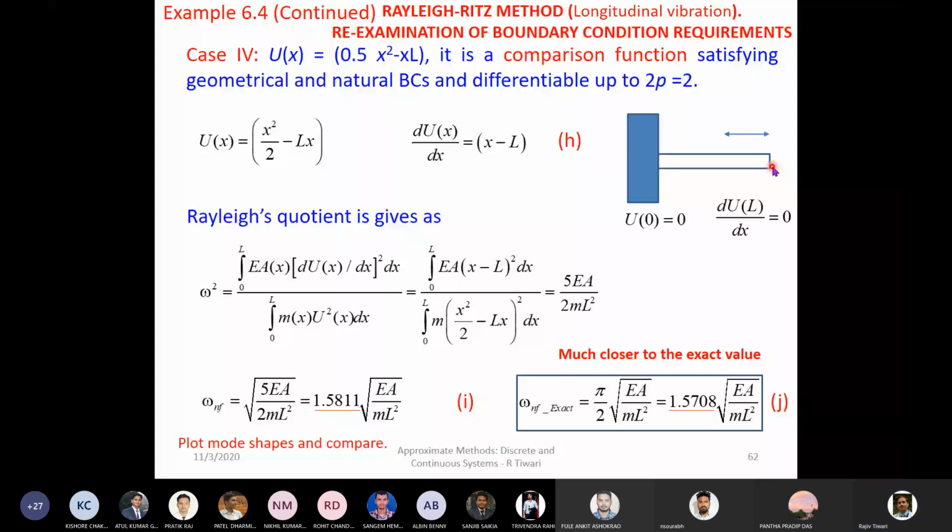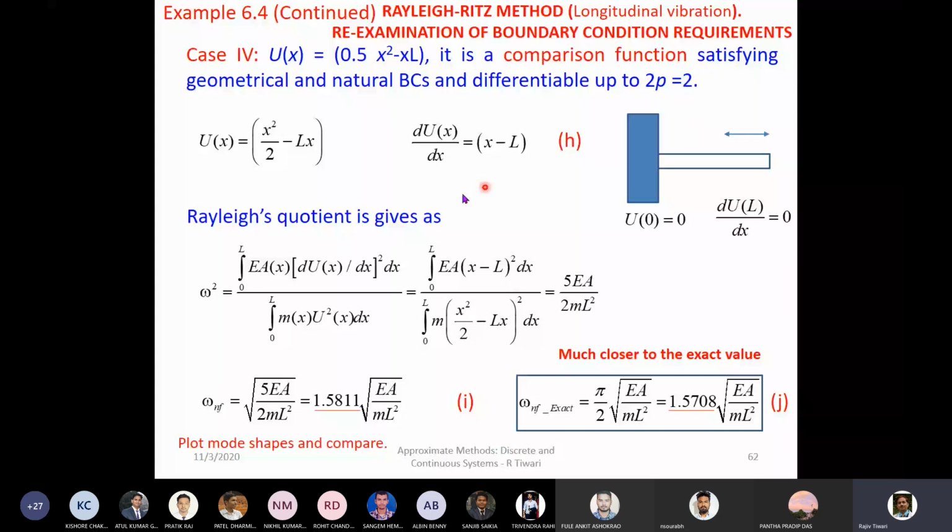So this is a comparison function now, and it should be differentiable up to twice. If I differentiate this once more, I'll get a constant quantity 1. So that means it is satisfying the second requirement also. We cannot take linear here, because then it will not be able to differentiate up to 2. It will vanish, it will become 0. So that is the requirement for the comparison function.